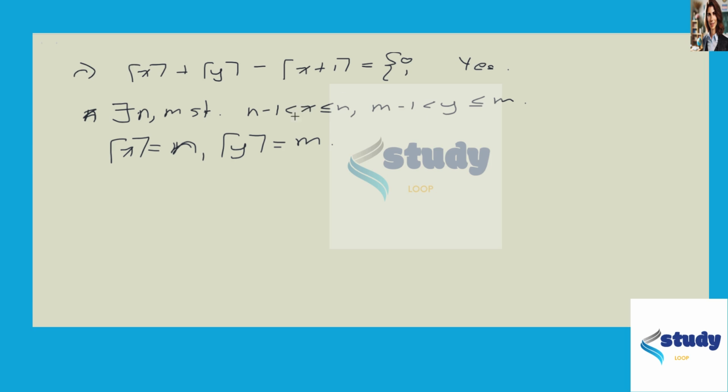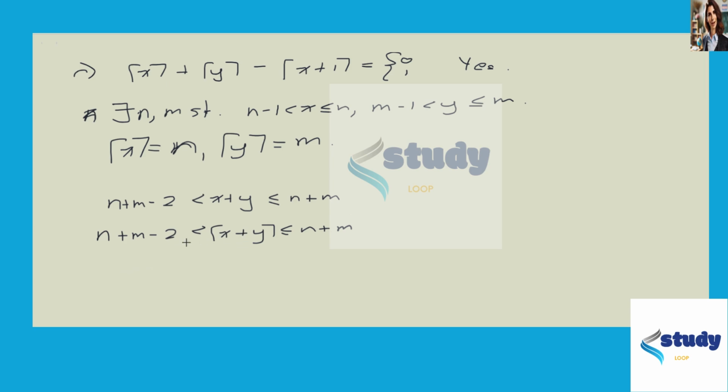Then if you add these two inequalities together, you get n plus m minus 2 is less than x plus y, which is less than or equal to n plus m. Since these are integers, it follows that n plus m minus 2 is less than ceiling of x plus y, less than or equal to n plus m. But we know that n is ceiling of x and m is ceiling of y, so we can substitute these out.